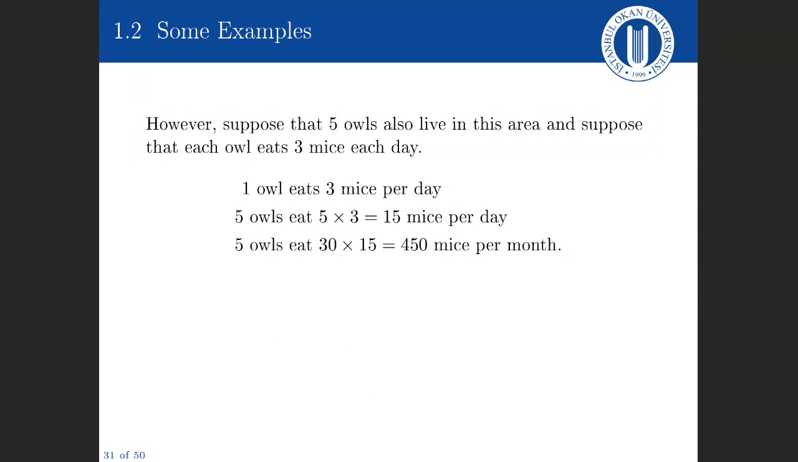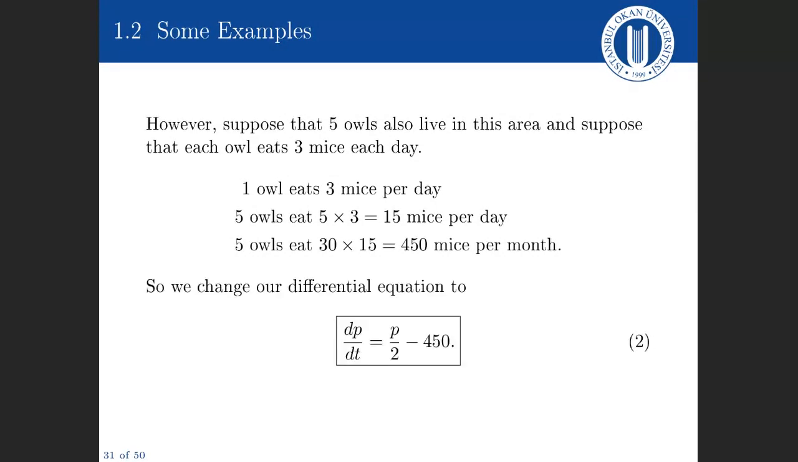So 1 owl eats 3 mice per day, the 5 owls eat 15 mice each day, and if we assume that the month has 30 days in, that means that 45 mice are eaten per month. We need to add information to our differential equation. We're going to change our differential equation to dp/dt is equal to p/2 minus 450.